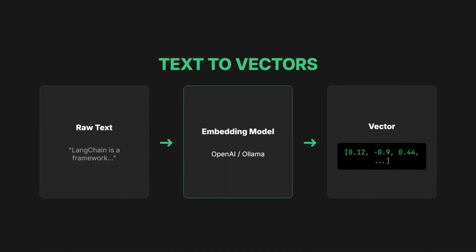LLMs don't read text correctly. They do math. For an LLM to understand your private documents, we first need to convert them into numbers. This is called an embedding. An embedding is just a list of floats, coordinates in a multi-dimensional space. Similar concepts end up close together in this space. Dog is close to cat, but far from car. We use specific embedding models, like OpenAI's Text Embedding 3, to transform your PDFs and text into these vectors.